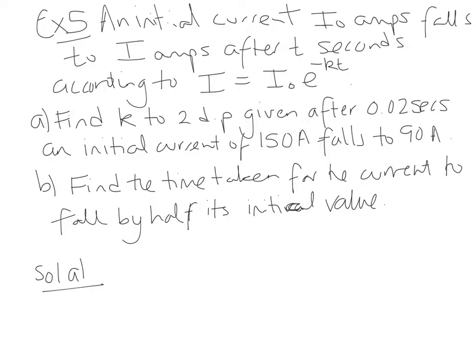So we'll start with A, so the solution to A. First of all, we want to know what information we've been given. So we've been given the initial current, which was I0, and that's 150. And we were given the current that falls to, which is I, so that's 90. And we're told the time, t, which is 0.02. So we can sub those all into the formula that we're given, and the only thing that we won't have a value for would be k, and then we're going to solve for k. And we're going to need to transpose and take the logs to be able to find k. So we'll do that on the next slide.